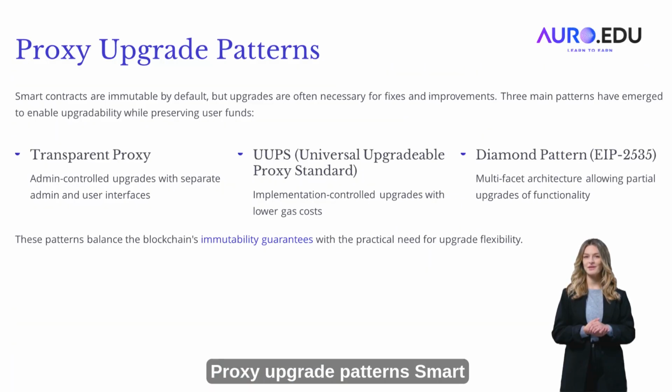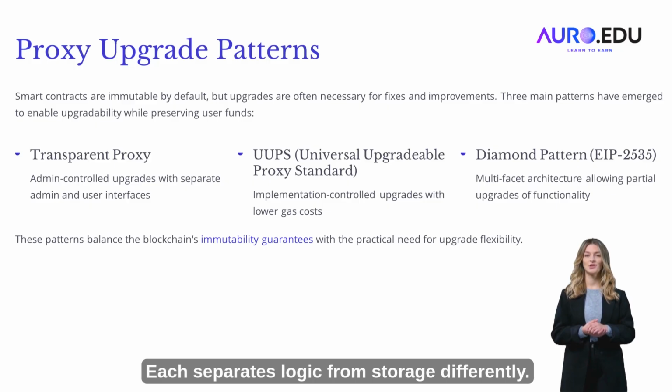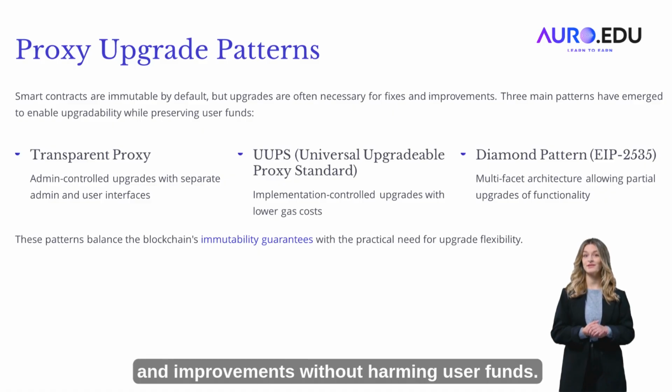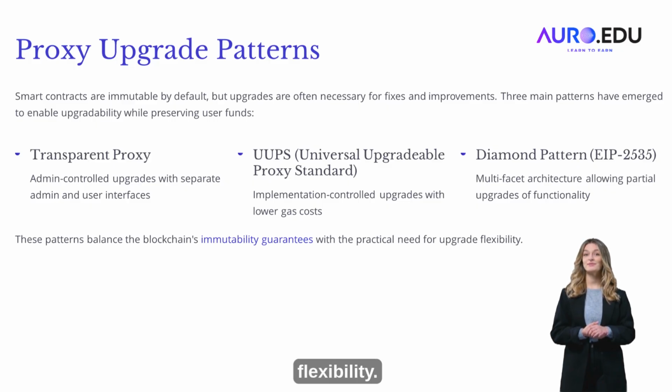Proxy upgrade patterns. Smart contracts are immutable, but upgrades are often needed. Three main patterns exist: transparent proxy, UUPS, and diamond. Each separates logic from storage differently. These patterns allow fixes, new features, and improvements without harming user funds. Proxies balance immutability with upgrade flexibility.